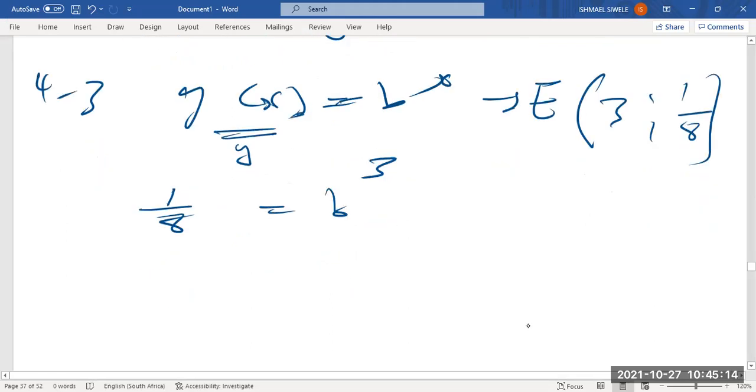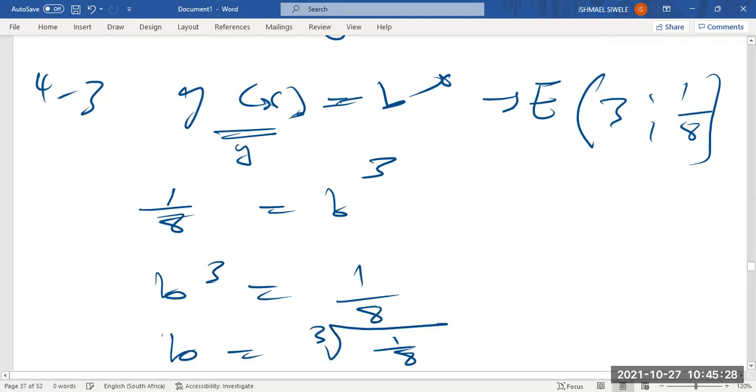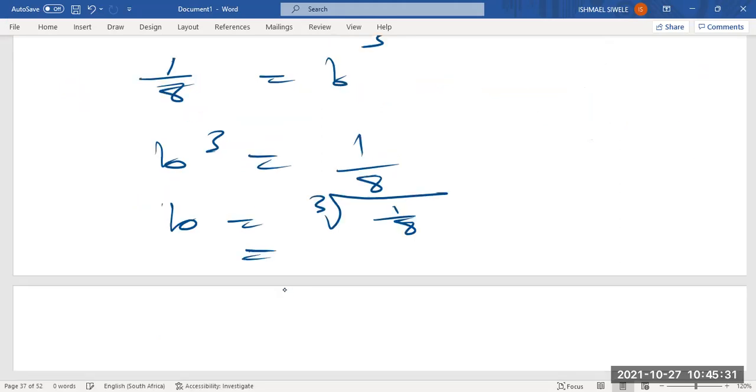Now I'm relating this: b exponent 3 equals 1/8, so b is the cube root of 1/8. What is the cube root of 1/8? Let me see. Shift, cube root of 1/8, that is 1/2. You see, so easy. Now we know that g of x is equal to (1/2) exponent x.